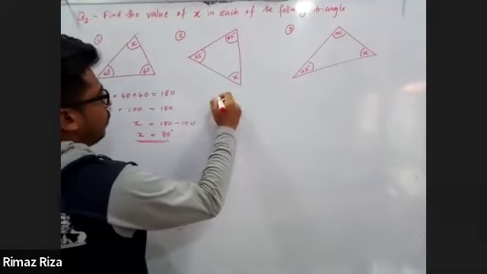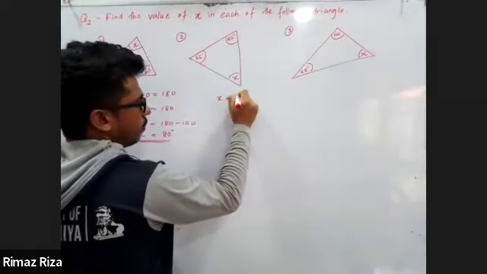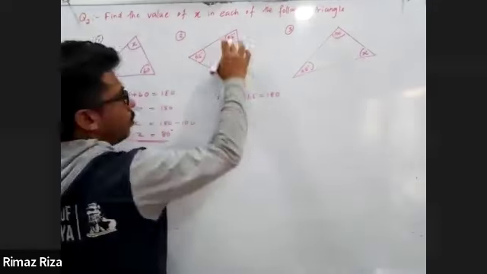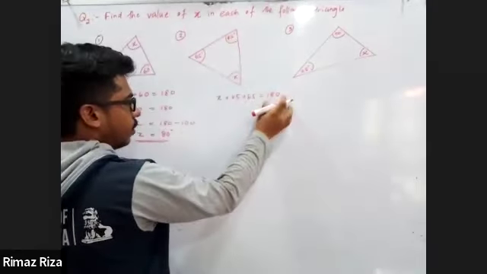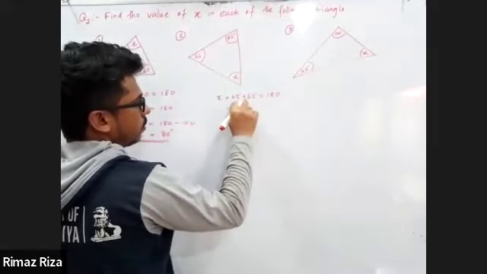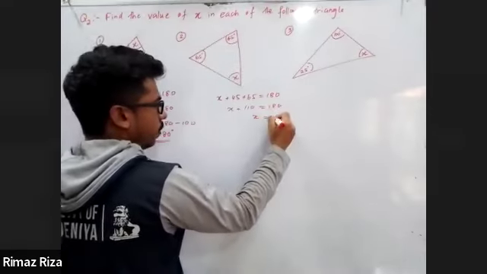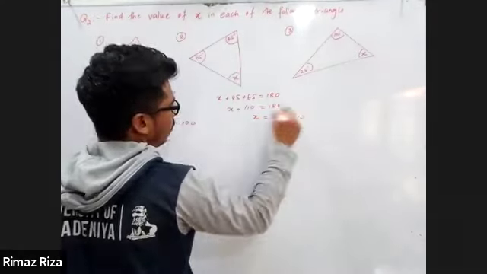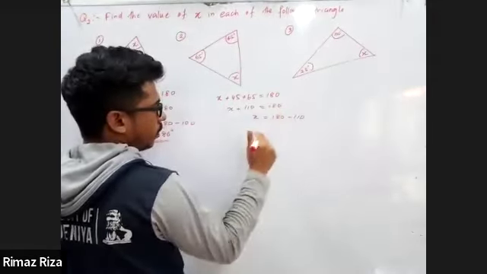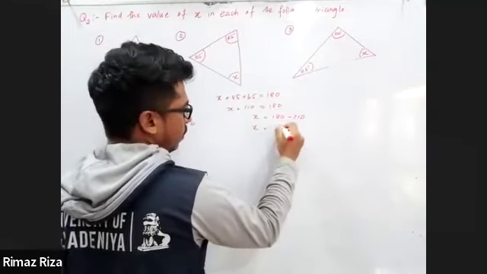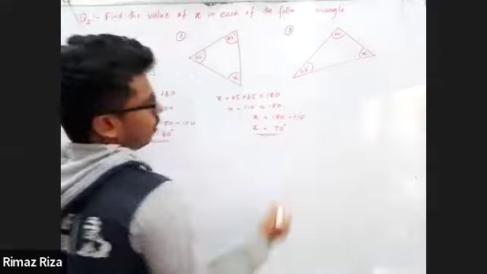So the second one, we have x plus 45 plus 65 equals 180, because the total internal angle of a triangle is equal to 180. X plus 110 equals 180. So x equals 180 minus 110, because plus 110 goes to the other side as minus. So 180 minus 110 is 70 degrees.